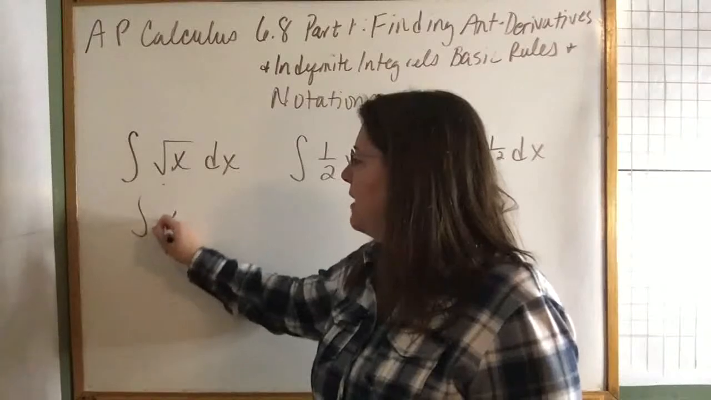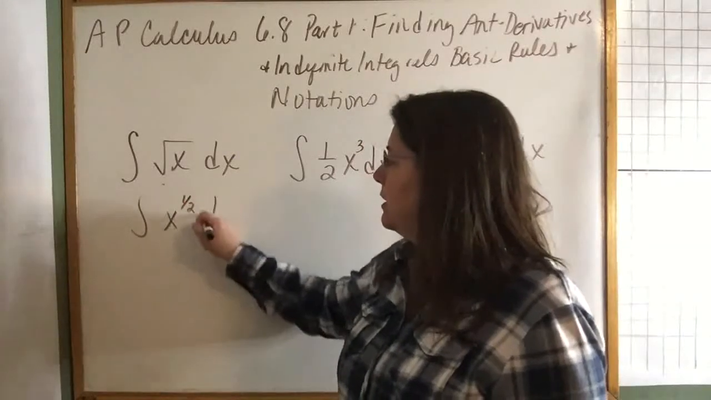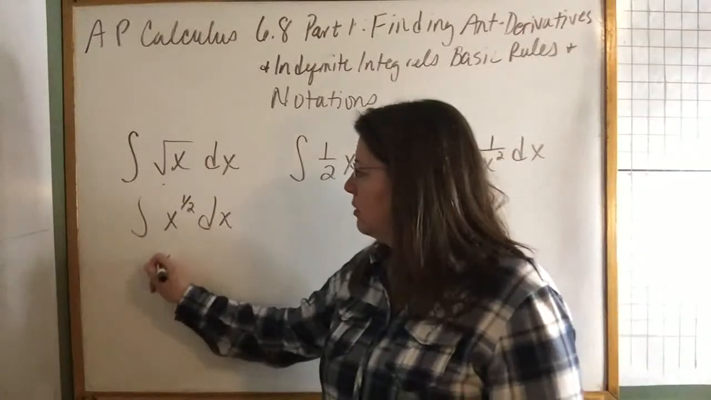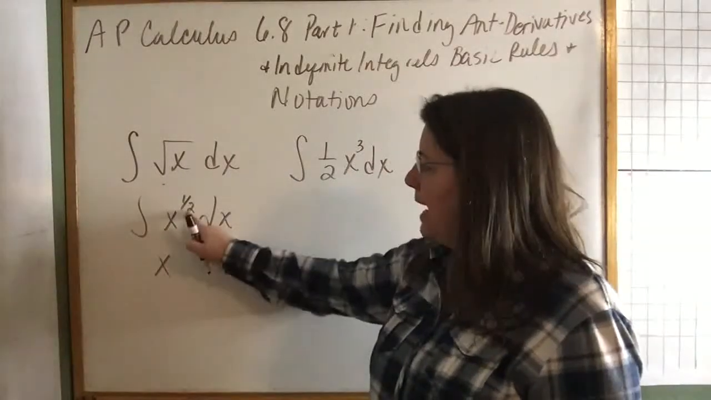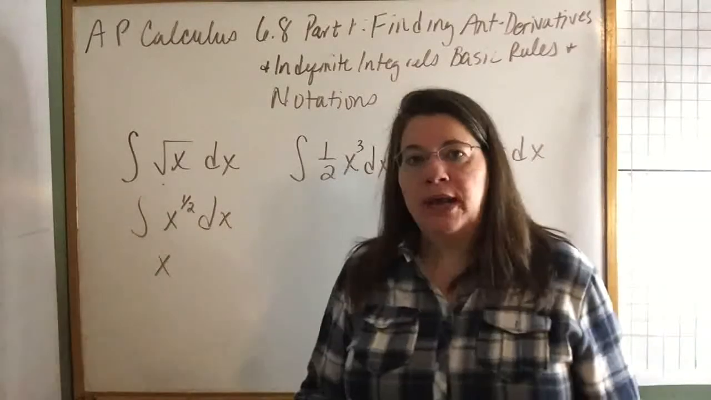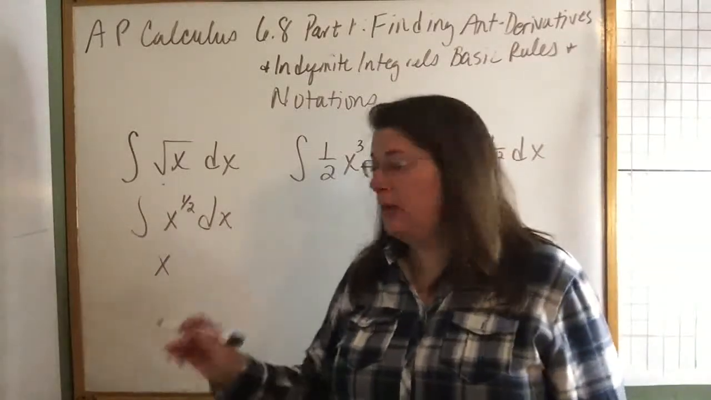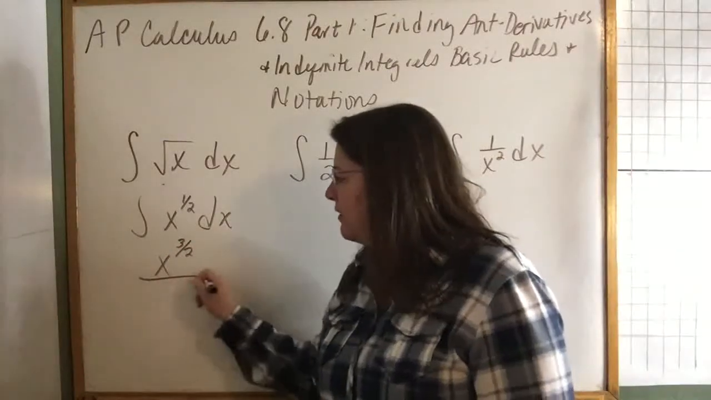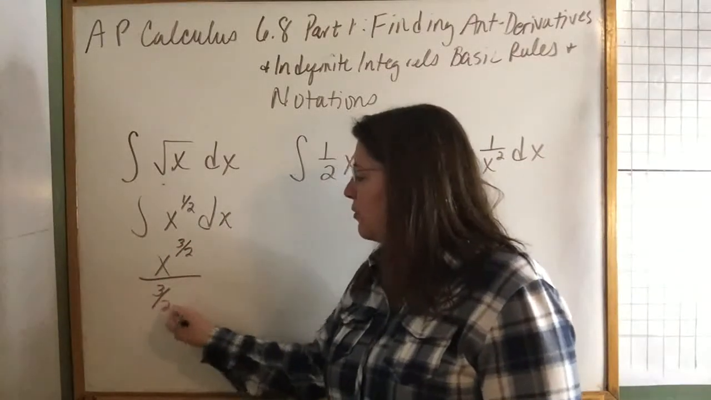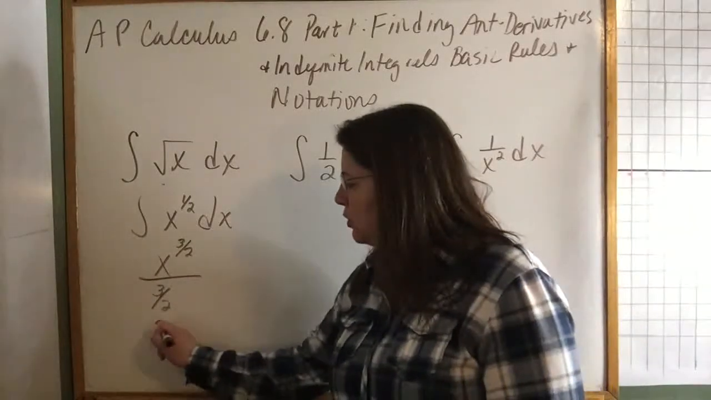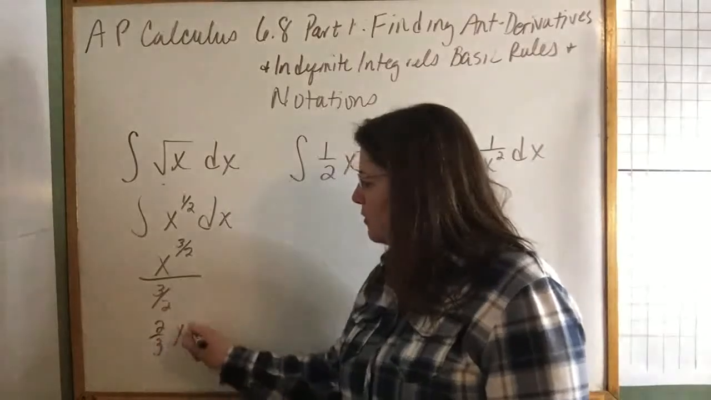So if I rewrite that, that's x to the 1/2 dx. And remember the rule, I'm going to keep the original variable. I'm going to add 1 to the exponent. Well, 1/2 plus 1, 1/2 plus 2 over 2 would be 3/2. So my new exponent is 3/2. I have to then divide by that same exponent, 3/2. So what I would do here is invert and multiply. So that would be 2/3 x to the 3/2.